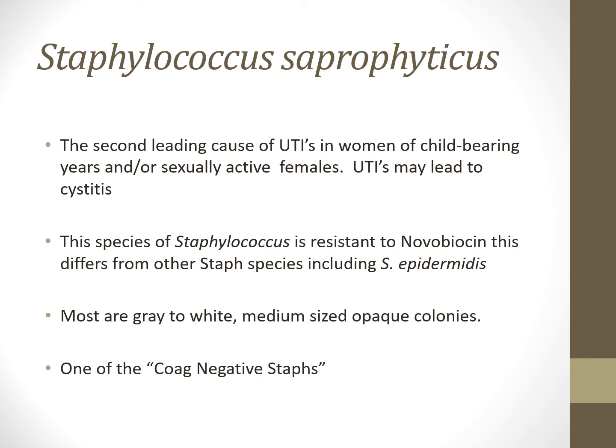Most of these Staphylococcus saprophyticus are gray to white, medium-sized opaque colonies, and it is one of our coag-negative staphs. It's usually gamma hemolytic. Gamma hemolytic means that it does not lyse the red cells in the blood agar plates. So it's considered gamma hemolytic or non-hemolytic.